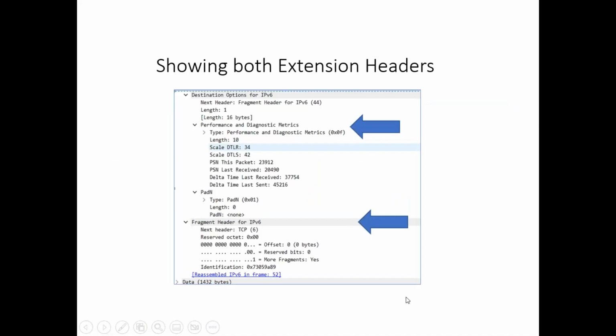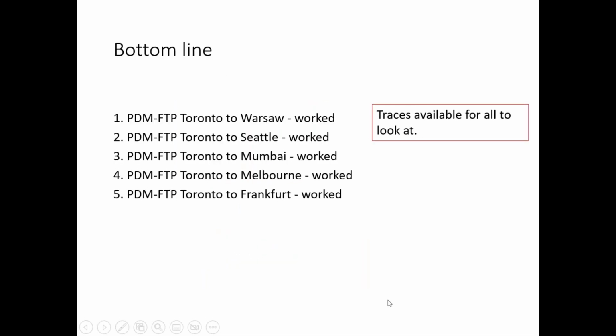Here they are. You can see the layout. Here's destination options, and the next thing it says is chaining to the fragment header. Here comes the fragment header. So everything worked perfectly. And so this brings us up to about a year and a half ago.